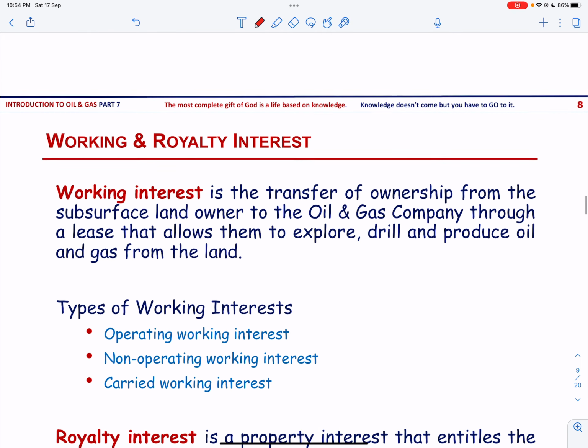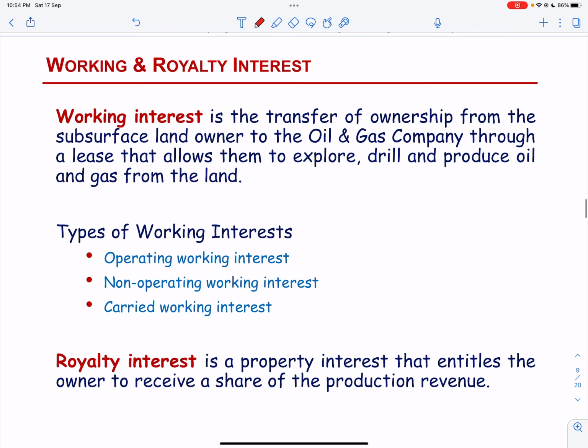Next, let us talk about working interest. Working interest is the transfer of ownership from the subsurface landowner to the oil and gas company through a lease that allows them to explore, drill, and produce oil and gas from the land.